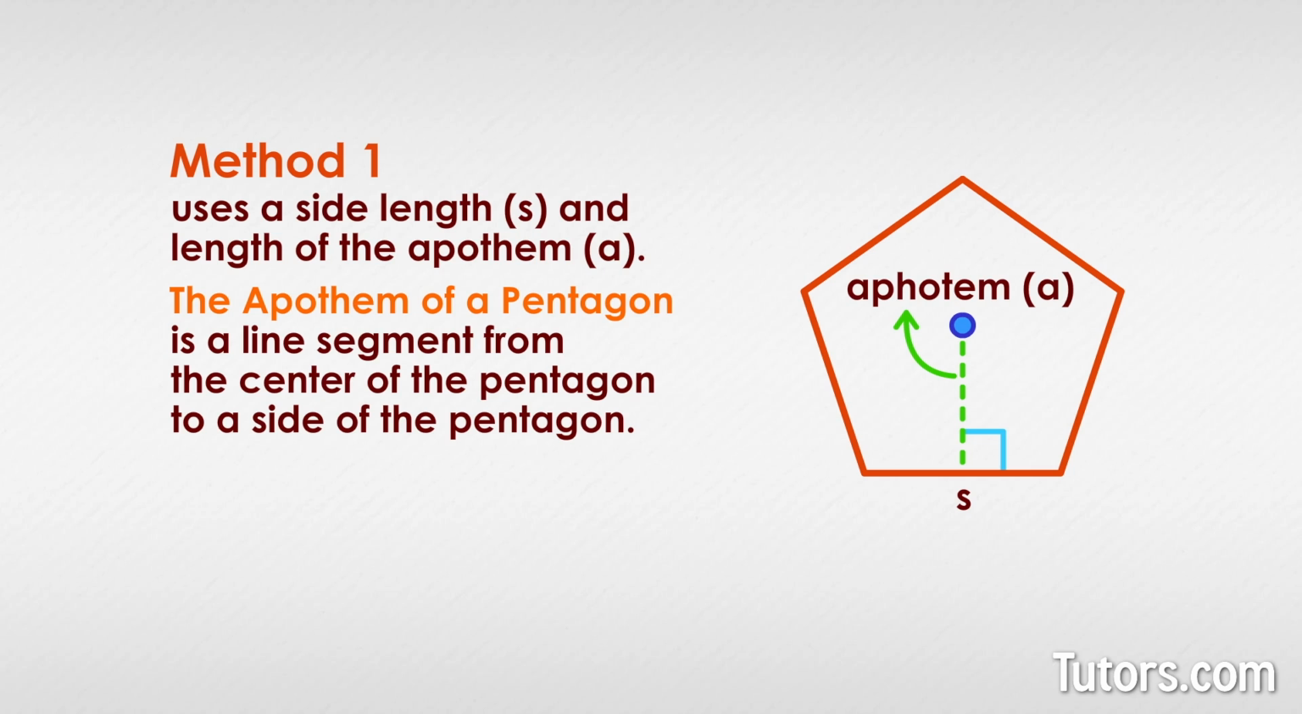To find the area of a pentagon with the apothem and one side length, you use the area of a pentagon formula. Area equals 1/2 times a times 5s. The lowercase a is the length of the apothem.